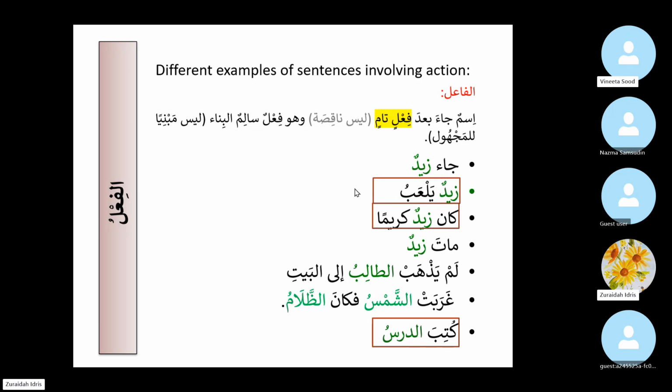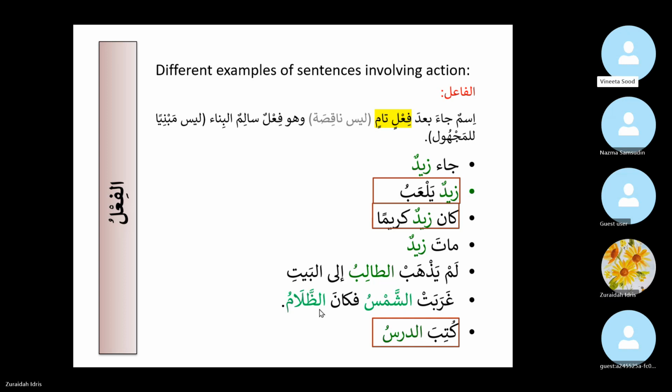So if we see a fa'il following Kana, then we are saying that it is the fa'il, not the Ism Kana, necessarily. Yes, you have to see the context. Like in this case, it is rafa', but in this case it is isim, because it's not ism fa'il, rather it's just ism, whereas in the other case it's ism fa'il.